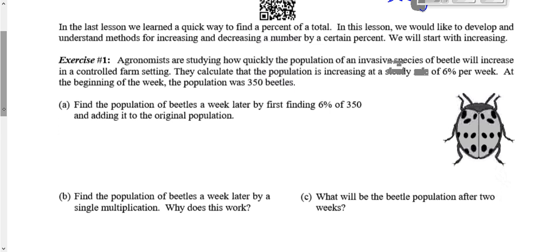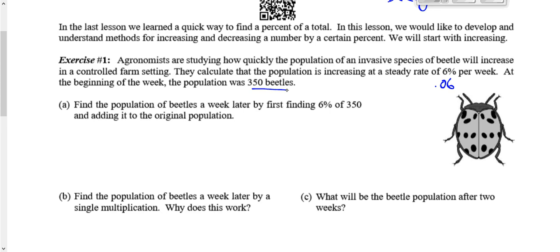agronomists, I guess that's what they're called, are studying a population of beetles. And this population increases very quickly, exponentially, right? Remember, exponential growth happens very fast, okay? So they calculate the population is increasing at a stated rate of 6% per week. So what number will we actually be using for calculations? 0.06, right? At the beginning of the week, the population was 350 beetles, so that's like the starting amount, okay?